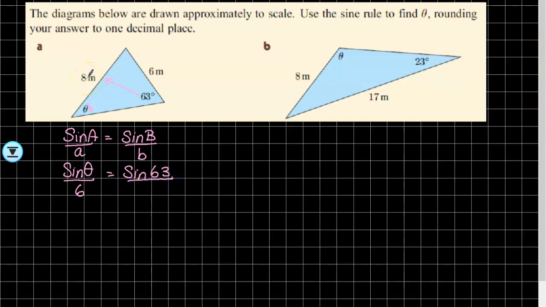Correct. Well done. Didn't say 6. All good? Sine theta, divide by 6. I don't want that divide by 6. How am I going to get rid of it? Times by 6. Fantastic.